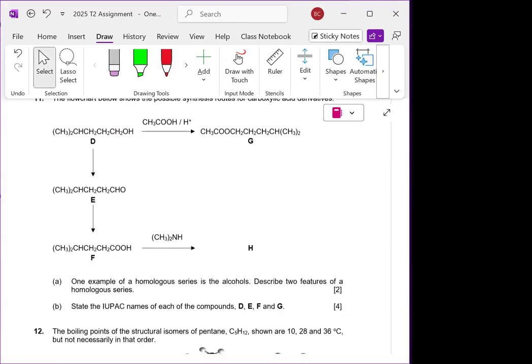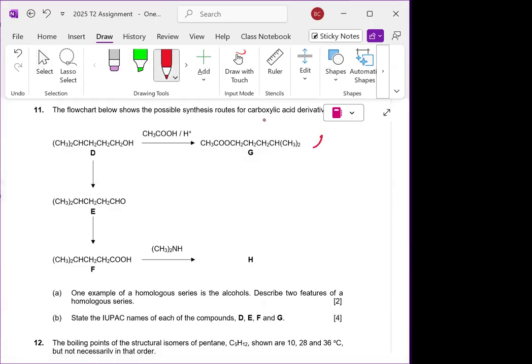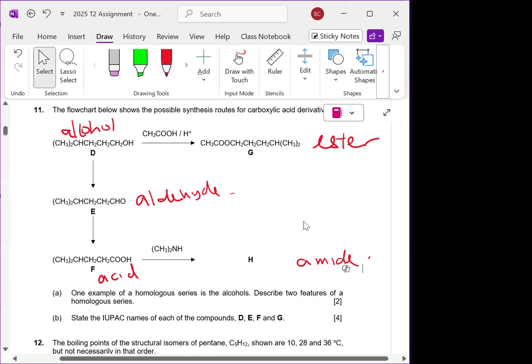So let's look at the structured question now. So the structured question is one. Okay, so this is the flow chart to make carboxylic acid derivatives. So we start from an alcohol, reacting with an acid to form an ester. So this is an ester, right? This is an alcohol. And then the alcohol can become aldehyde, and aldehyde can become acid. Acid with amine will give you amide. So more or less, we know roughly what's happening.